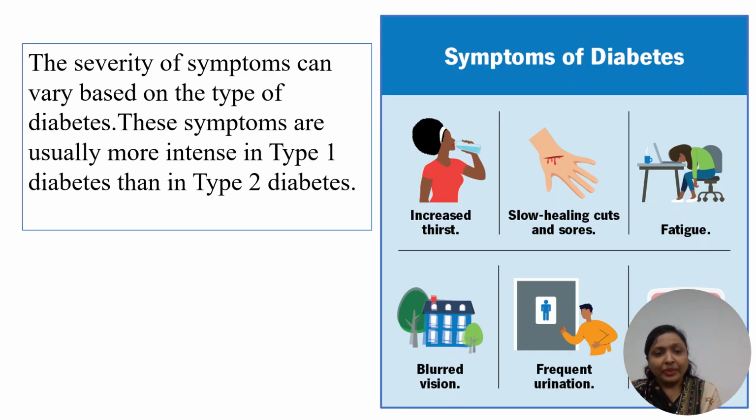So this is the pictorial representation of how the symptoms of diabetes present. The patient might have increased thirst, slow healing wounds, fatigue all the time, blurred vision, and frequent urination. The severity of symptoms can vary based on the type of diabetes mellitus. These symptoms are usually more robust in patients with type 1 diabetes than in type 2 diabetes.